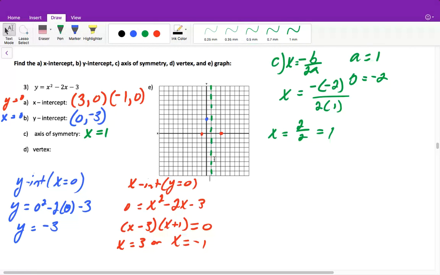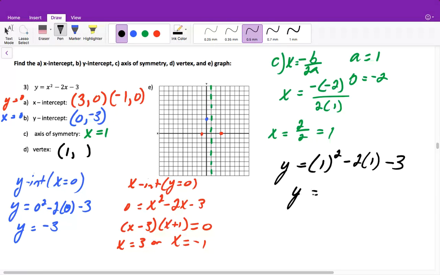All right, now to know our vertex, we know our vertex has the x-value 1 because we already found our axis of symmetry. If we know our x value of our vertex, to solve for the y, we plug it in. So y is equal to 1 squared minus 2 times 1 minus 3. So y is then equal to 1 minus 2 minus 3, or y is equal to -4. So our vertex is the point (1, -4).